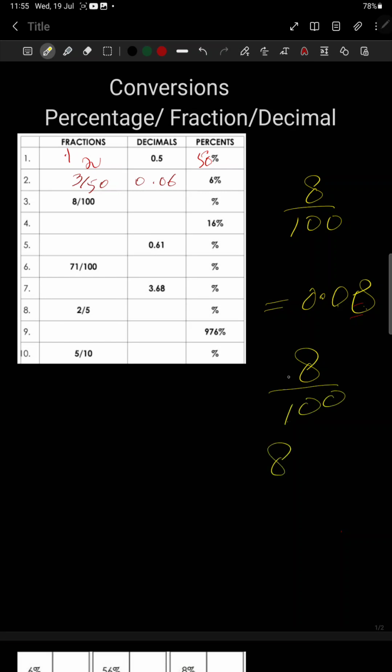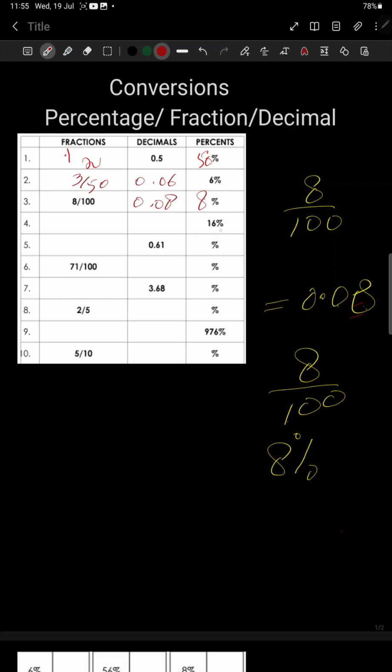100. So it is already 100 in the denominator, so I need not convert it. I need not change anything over here. Just 8% over here, and this 100 shows the percentage. So over here I will write 0.08, and this is 8%.